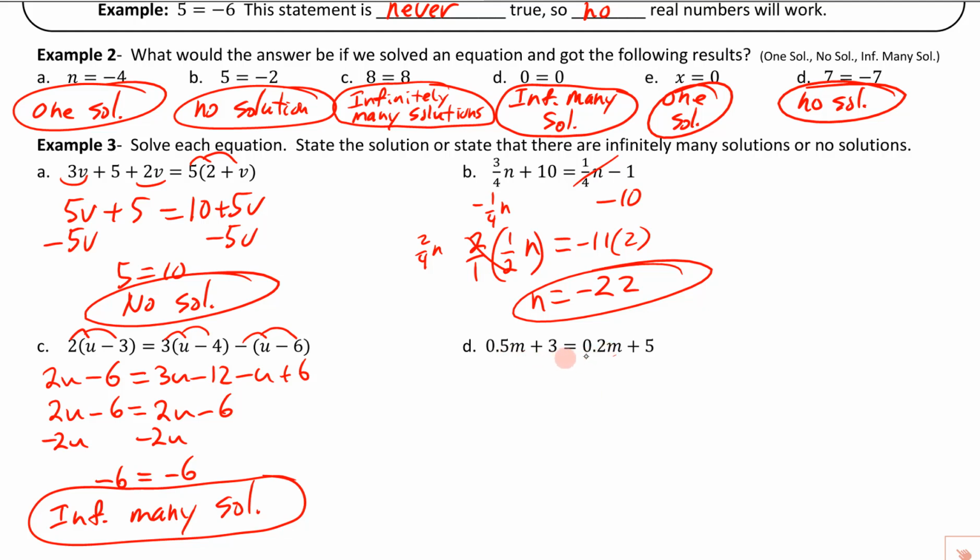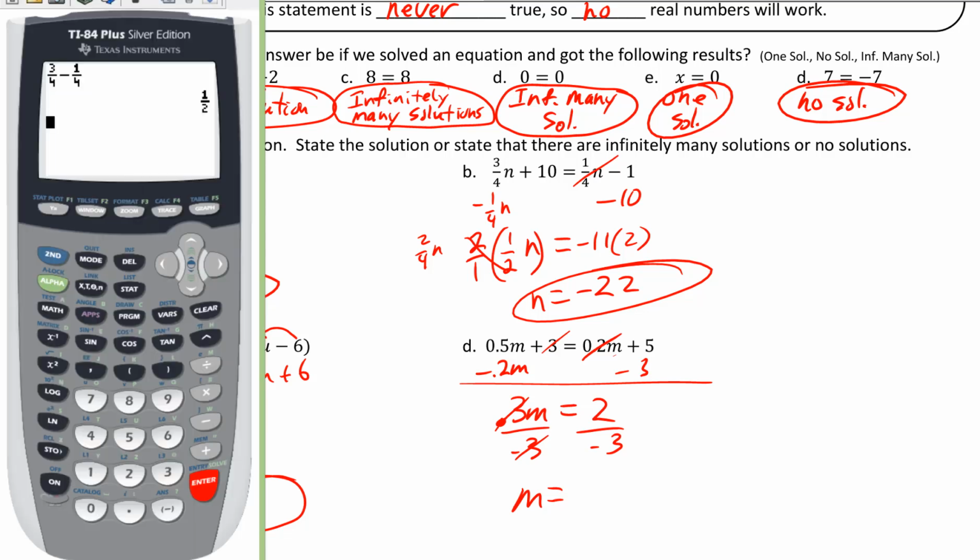We can either remove the 0.5m or the 0.2m. Let's subtract 0.2m. And let's move this to the other side by subtracting 3. Okay, so those are going to go away. So let's see, this is going to be 0.3m equals, and over here we end up with 5 minus 3, that's going to be a 2. So we're going to divide both sides by 0.3. Okay, so we get m equals, and let's pull up the calculator and see what we get here.